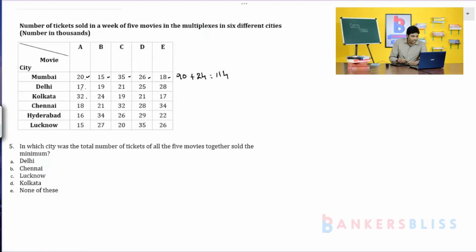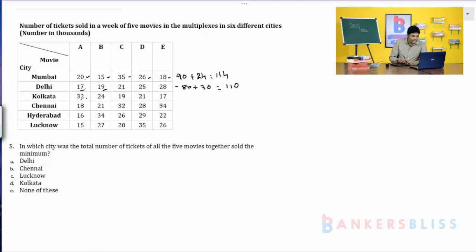Okay. So next, in 17 you consider only 10, in 19 you consider only 10. So 10, 10, 20, 20 plus 20, 40 plus 20, 60 plus 20, 80. So you got 80 plus next 7 plus 9, 16 plus 1, 17, 17 plus 5, 22, 22 plus 8, 30. So 80 plus 30, how much you are going to get? 90, 100, 110. So Delhi you got 110.